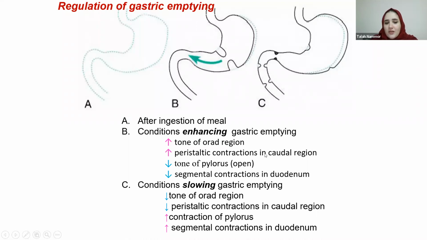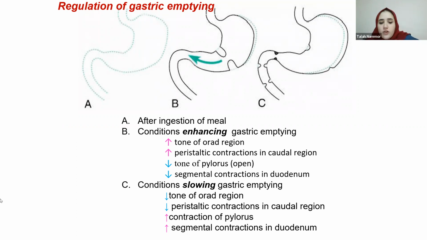ORAD is the stomach, the mouth, sorry. I'm not 100% sure, but yeah, it's like ORAD. Okay, you see here we have ORAD and caudal. ORAD means the beginning, caudal means the end. It's like our mouth. It's like in anatomy, especially in embryology, exactly like cranial and caudal. So ORAD is basically the beginning and caudal is the end.